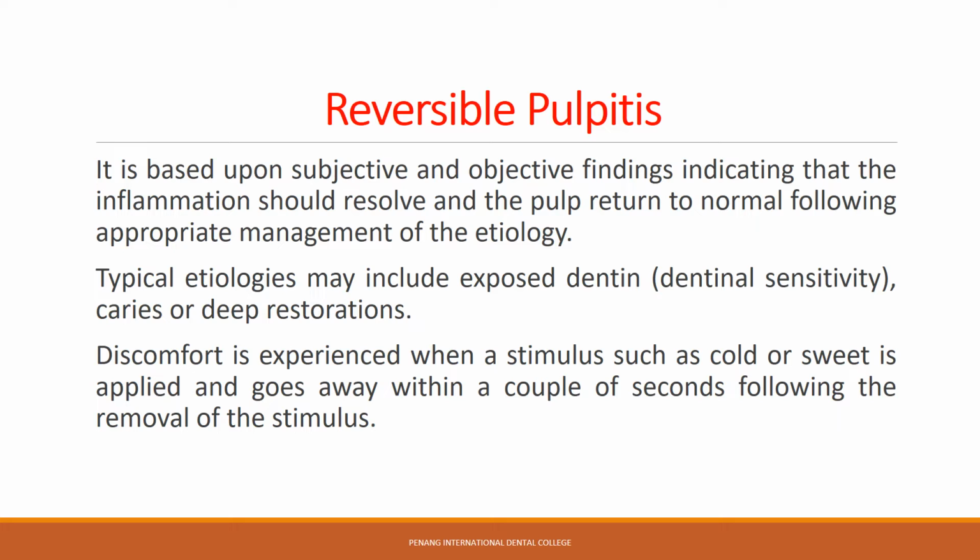The first pulpal condition is reversible pulpitis. So how is the terminology reversible pulpitis described? It is described based upon subjective and objective findings indicating that the inflammation should resolve and the pulp return to normal following appropriate management of etiology. The typical causes are exposed dentine leading to dentinal sensitivity, caries, or deep restorations.